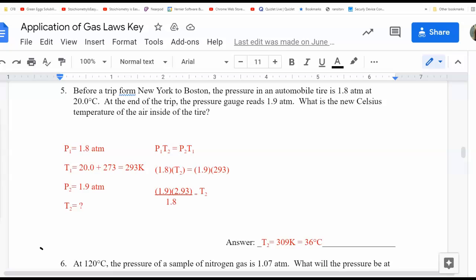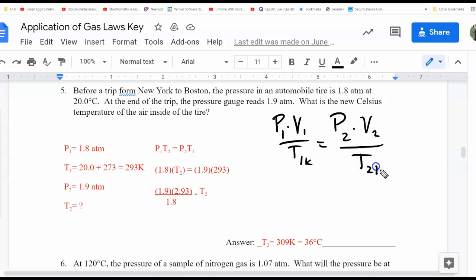Now we have a situation in which our volume is being kept constant, and we have a pressure and temperature to pay attention to. So in this case, where did we get this equation? We can use the combined gas law, which is P1 times V1 over T1 in Kelvin is equal to P2 times V2 over T2 in Kelvin. And when volume is kept constant, we get to cross out the volume.